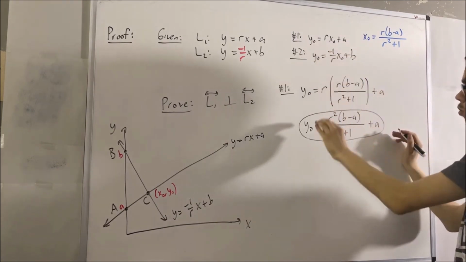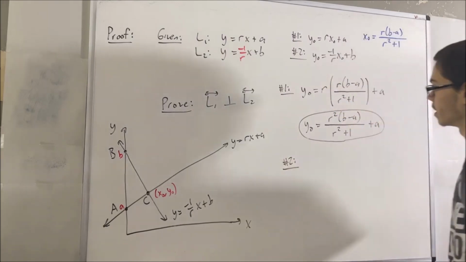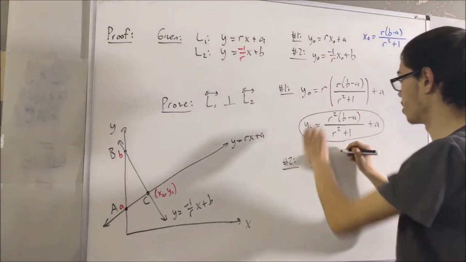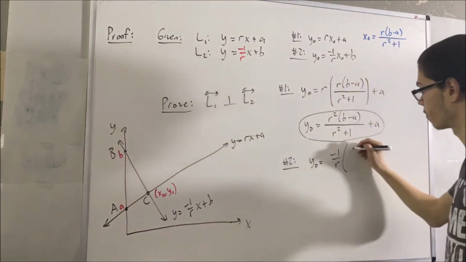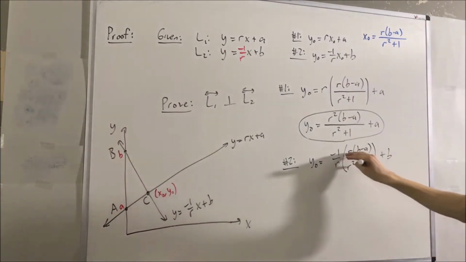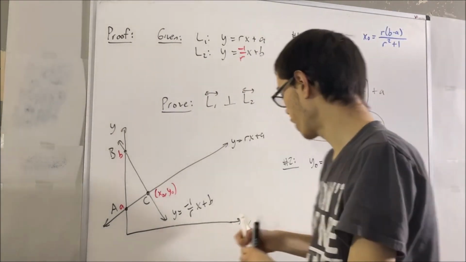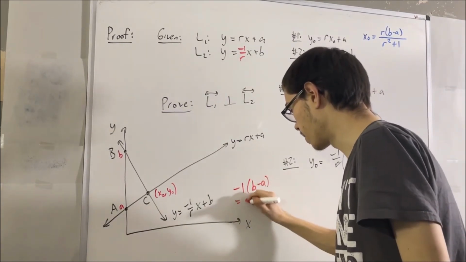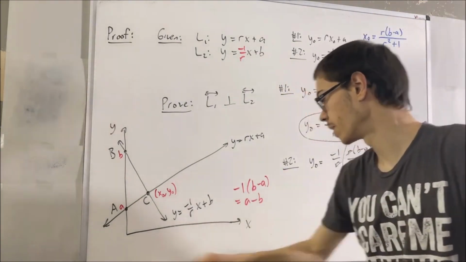But we could also figure out what y naught is if we instead use equation 2. So if we focus on using equation 2 instead, substituting x naught into this equation, you have y naught equals negative 1 over r times x naught, which is this thing, which I'm going to rewrite, just like that, plus b. From here, you can see that the two r's cancel out. And notice how we're doing negative 1 times b minus a. If you recall, whenever we're doing negative 1 times b minus a, this is identical to a minus b if you were to distribute this out. So I'm just going to rewrite that as a minus b.